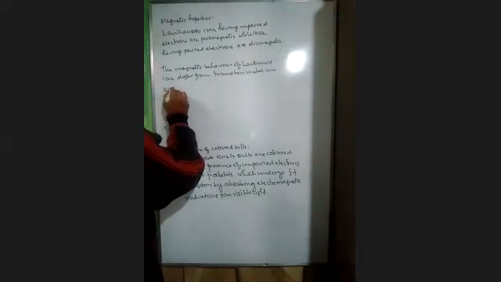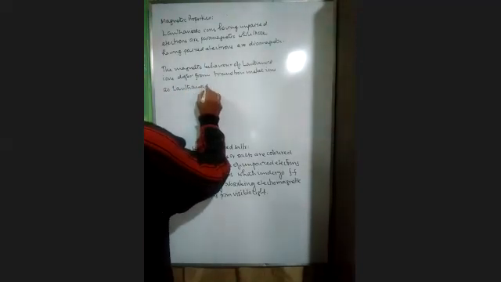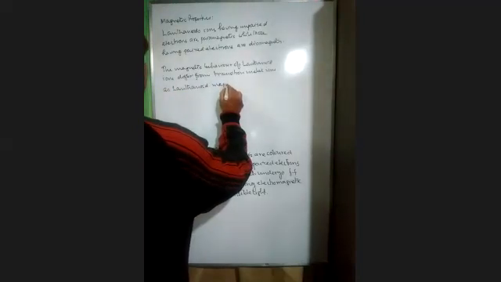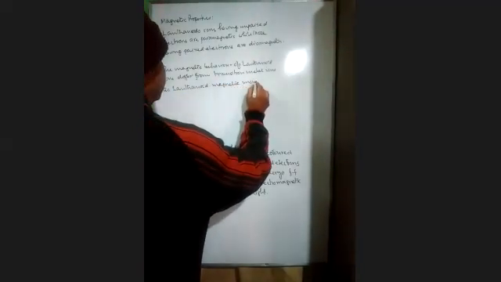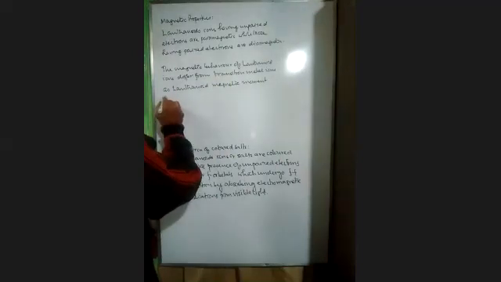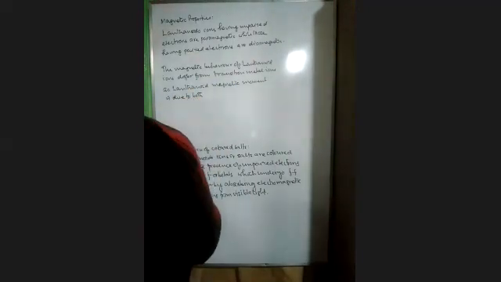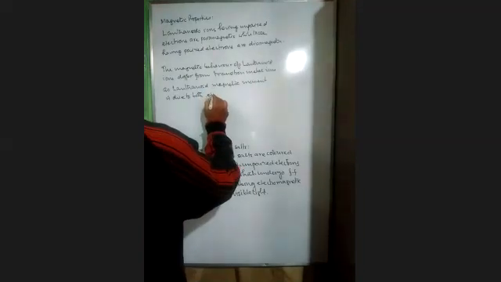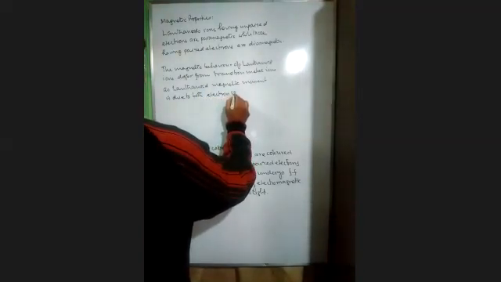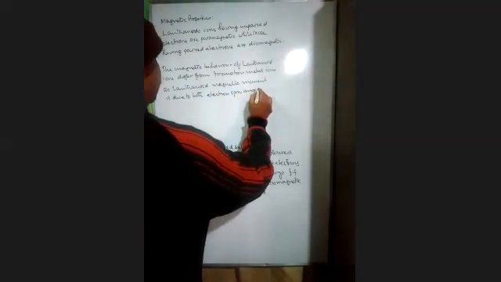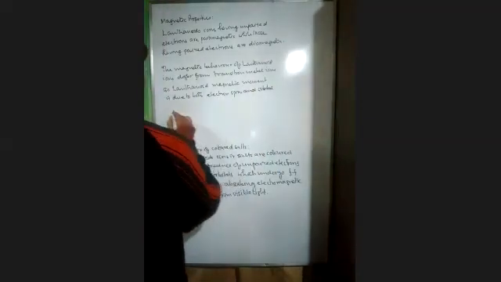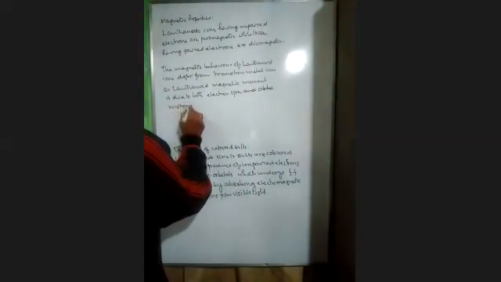As lanthanoid magnetic moment is due to both electron spin and orbital motion. Please remember this for your entrance exam, orbital motion. But in the case of transition metal ions, it only depends upon electron spin.